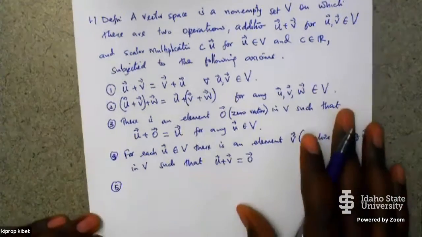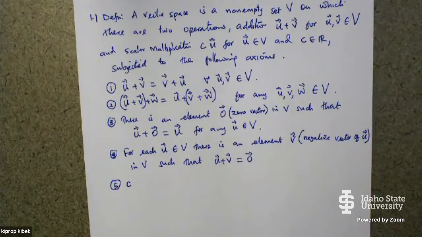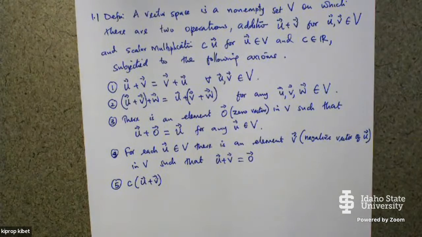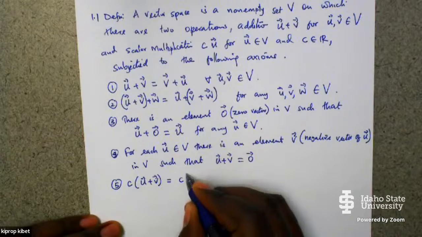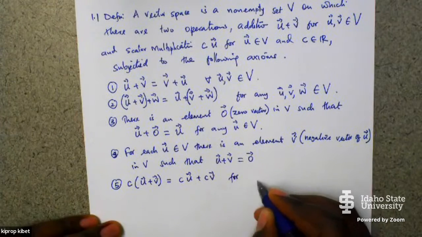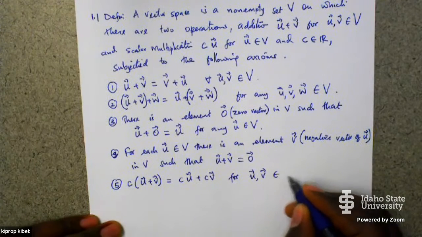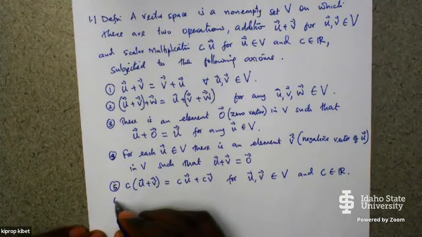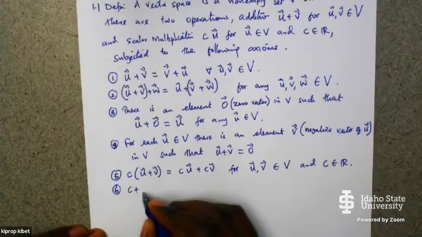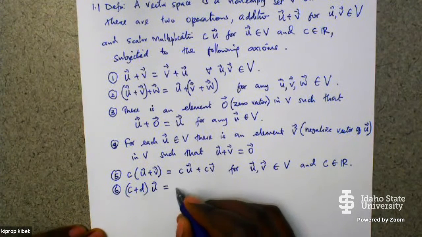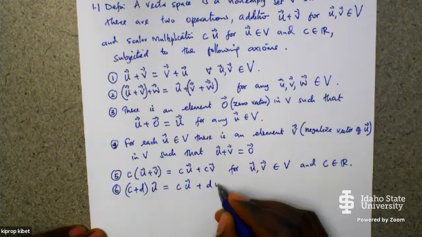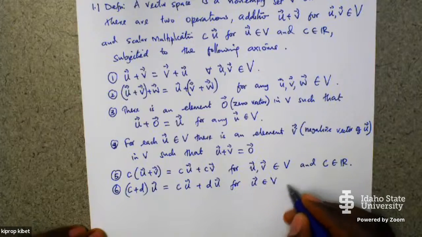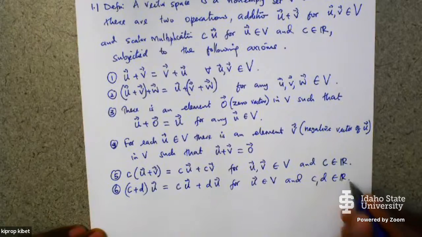Number 5, if you have the scalar c and then you have the vectors u plus v, then you can distribute that scalar to each one of the vectors: cu plus cv, for u, v in capital V and c an element of real numbers. Number 6, if we have two scalars c and d and a vector u, then c plus d times u is cu plus du, for u an element of V, and c and d real numbers.